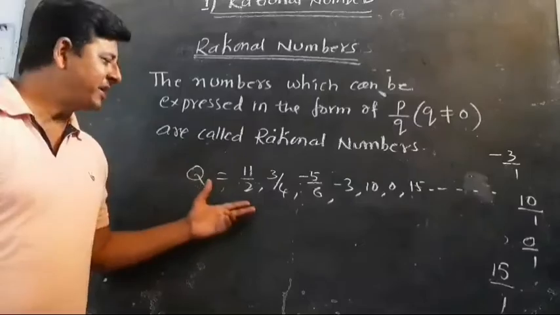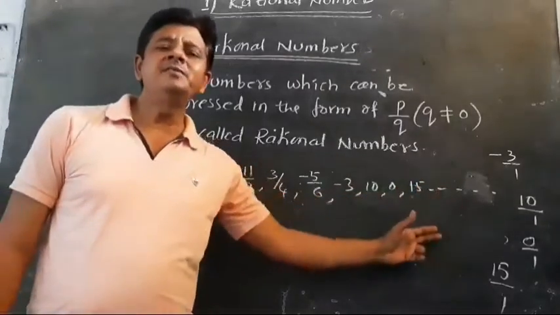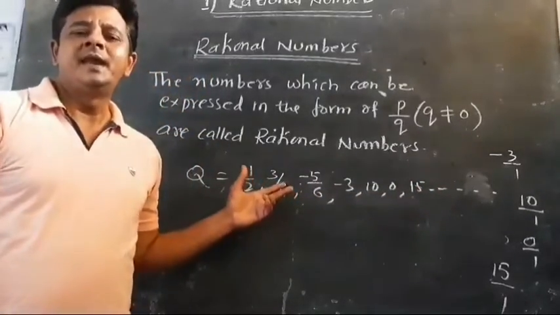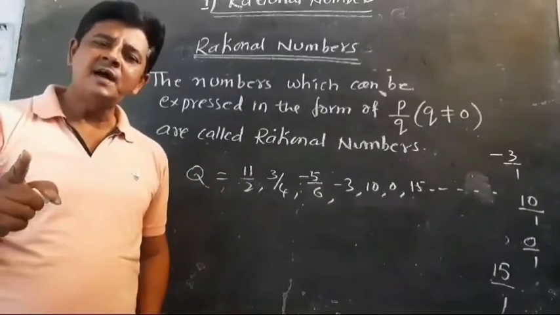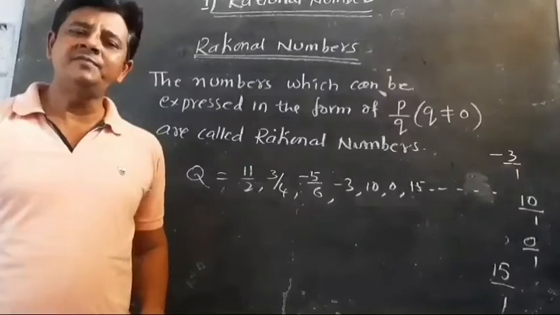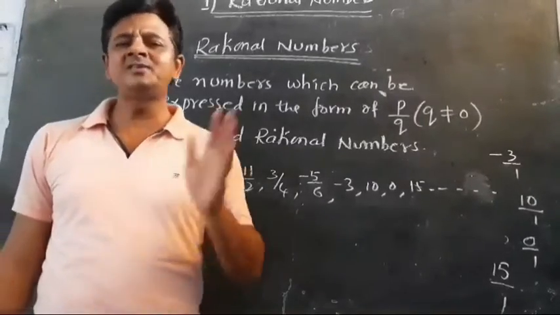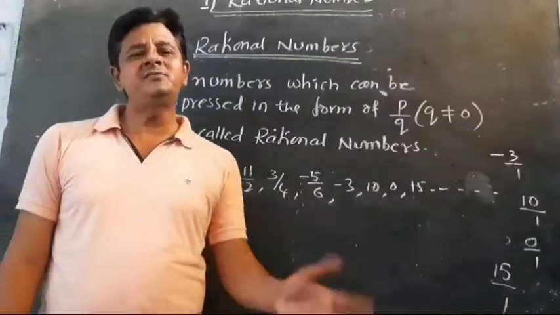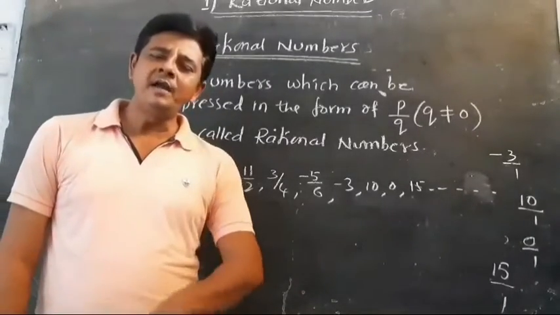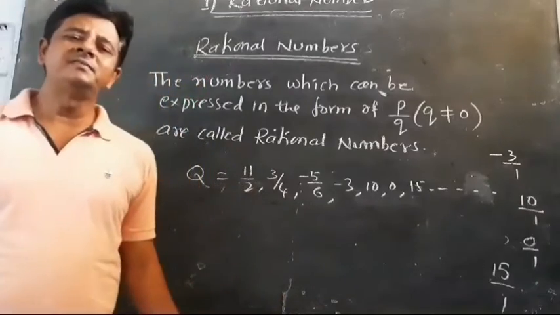Okay? And q is equal to any examples you can take. Now you perfectly understand all the natural numbers are also said to be rational. Understand all of you? 1, 2, 3, 4 all are rational numbers. All whole numbers are also rational numbers. 0 is also a rational number. And all integers are also said to be rational numbers.